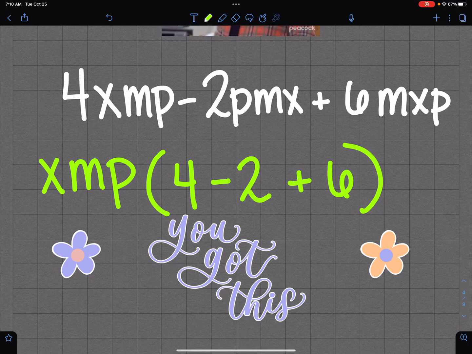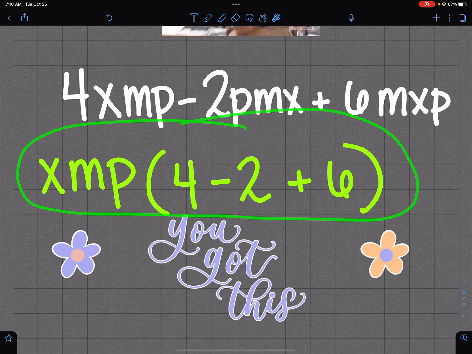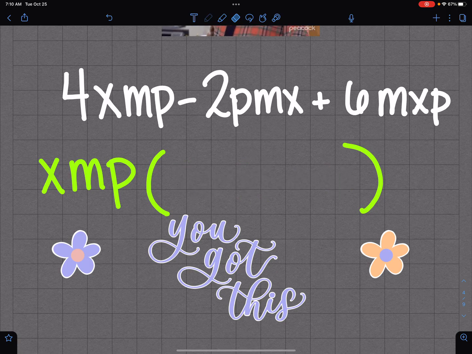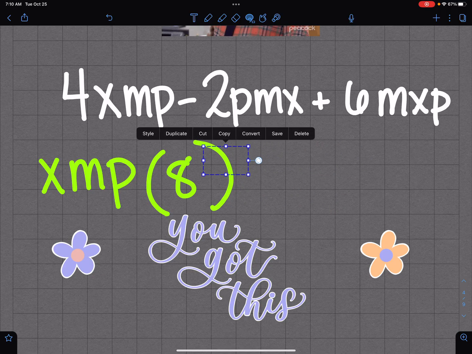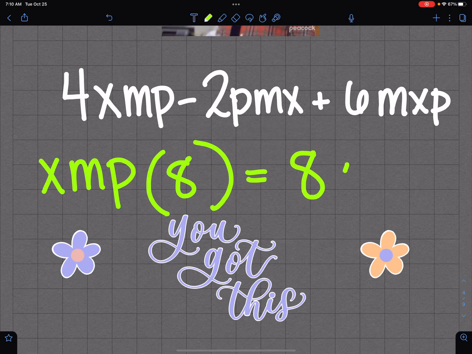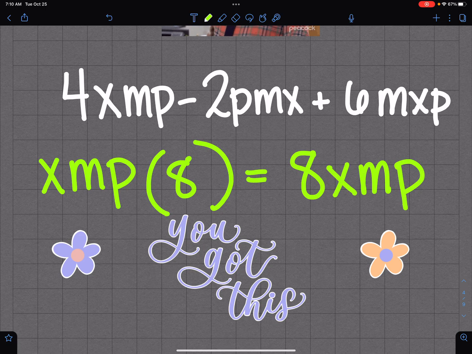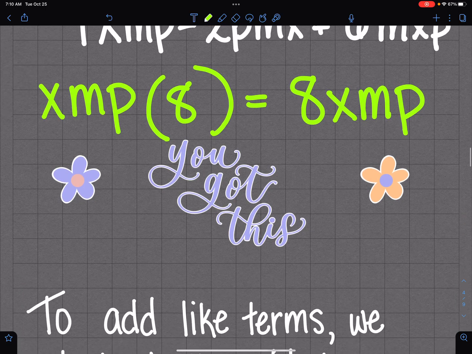So now I have an expression that looks like this. XMP is out front, and you have 4 minus 2 plus 6, and you can actually simplify that. 4 minus 2 plus 6 is equal to 8. Bam. And then you can also write this in a different way. I think it looks a little better to write XMP with the 8 out front, like it's the numerical coefficient. Was that amazing or what?